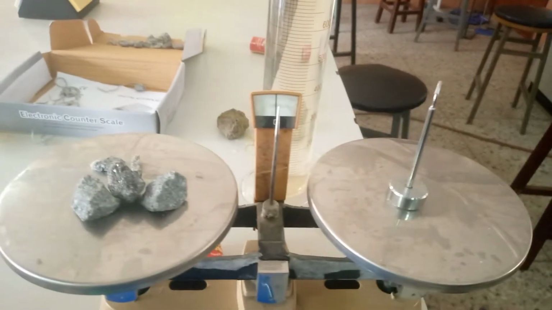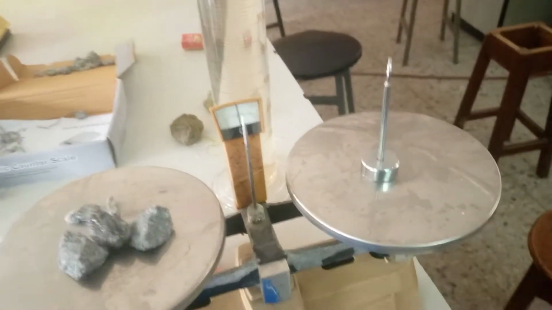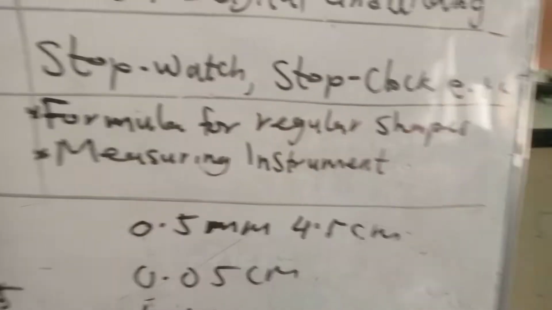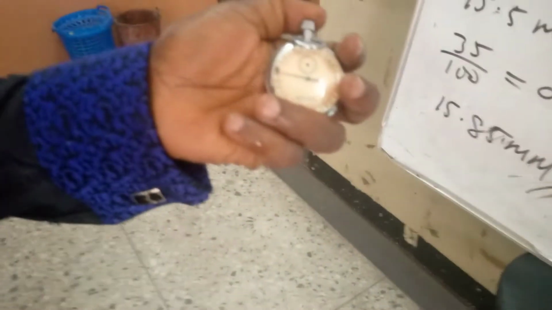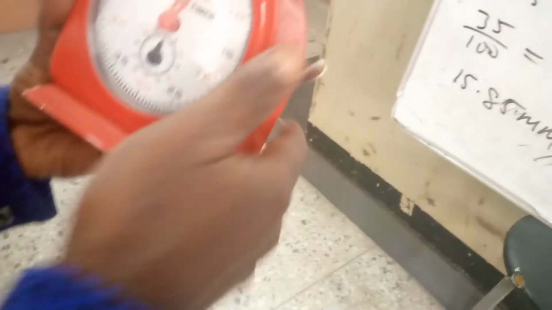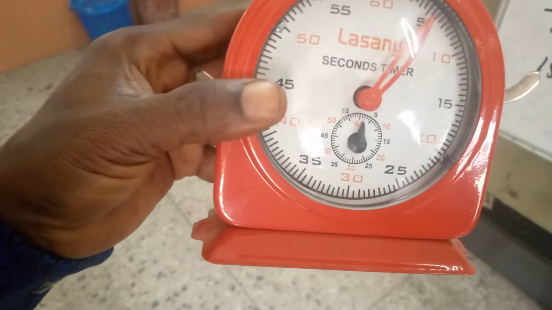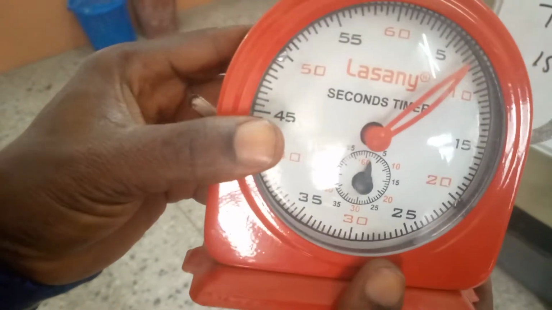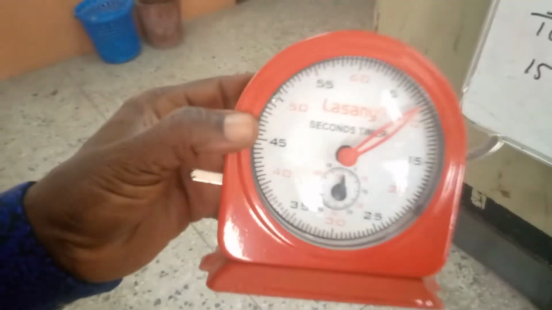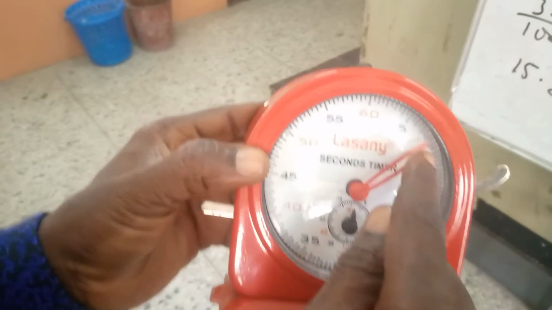We have the chemical balance as well. Now let's go to the measurement of time. You use a stopwatch or a stop clock. See the stopwatch here. You start it and use it. For this stop clock, you return it to 0 here, then start it, then you stop it. Then you determine the time you have spent. Simple.